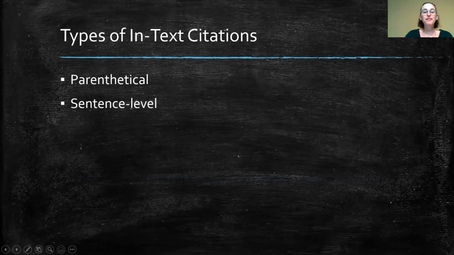All right, so first of all, there are two basic types of in-text citations. One is a parenthetical, which goes at the end of your sentence and is in parentheses, and that is why we call it parenthetical. The other is at a sentence level, so you are going to include the citation inside the sentence as part of the wording of the sentence. So this might sound a little confusing, but we'll talk about it later.